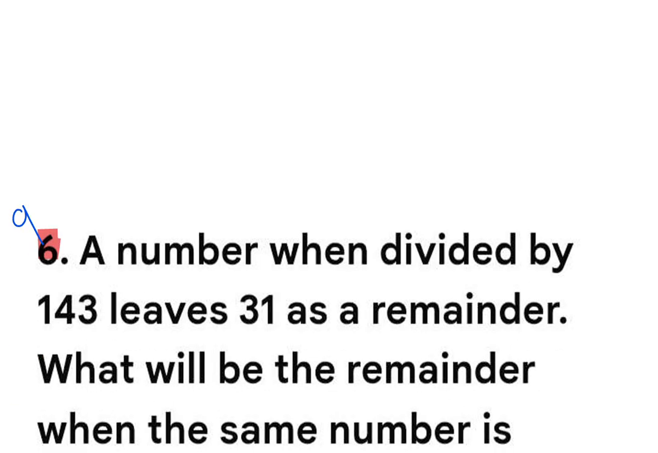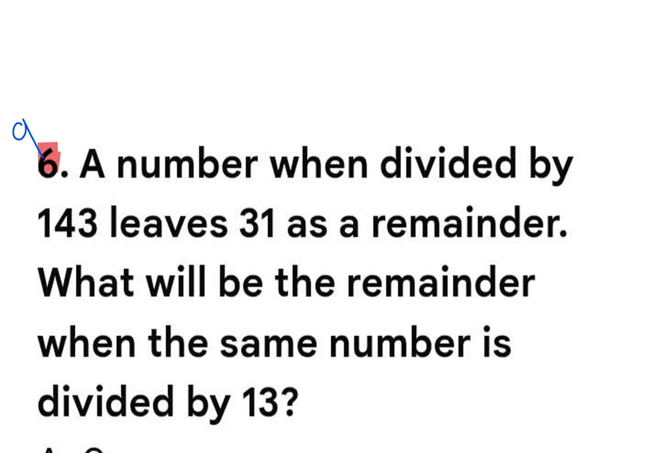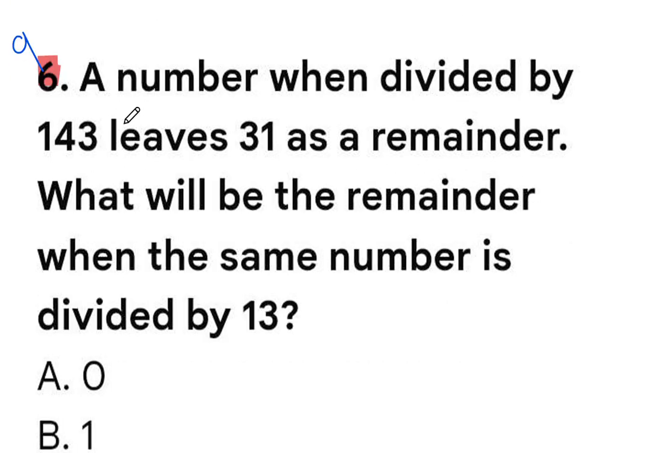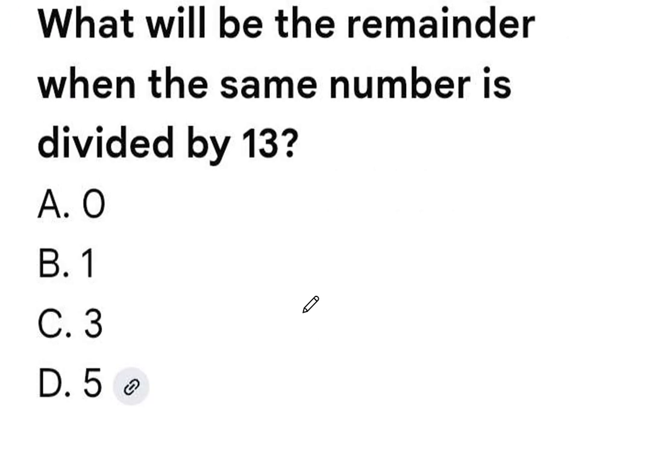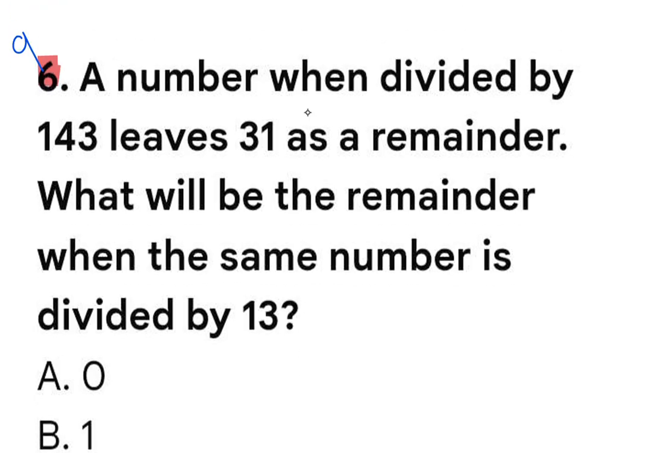So next one, question number 9. A number when divided by 143 leaves 31 as a remainder. What will be the remainder when the same number is divided by 13? First you understand the question, read the question twice. Here a number is divided by a number, we don't know the number. They have given the condition. So according to that condition, we will write the equation. The number I will take as N. Okay.